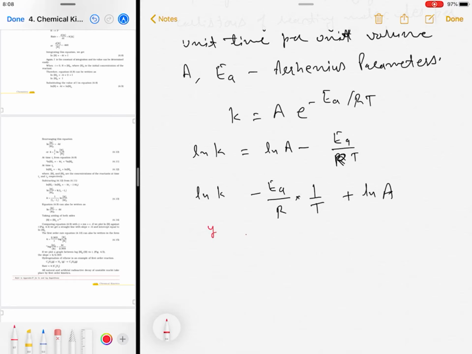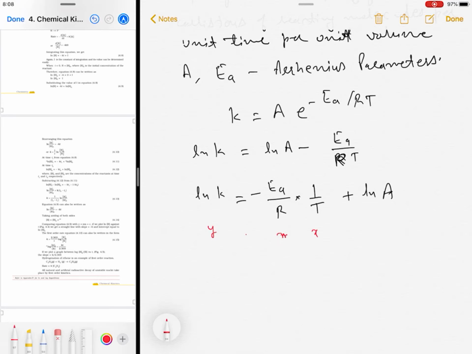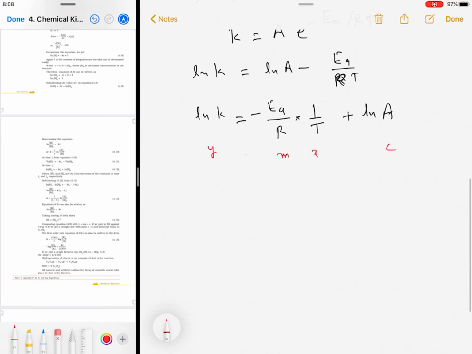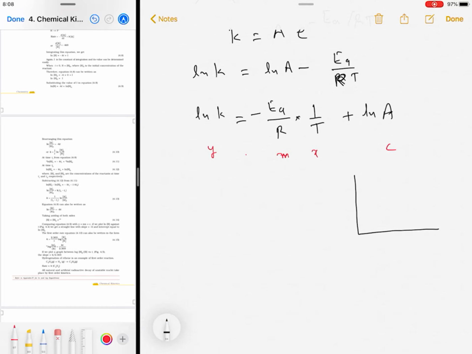Y is equal to m x plus c. So if we plot a graph between natural log of K and 1 upon T, then the graph will be a straight line and the slope is negative. So this graph will be like this. Here the intercept is natural log of A and the slope is equal to minus Ea upon R.